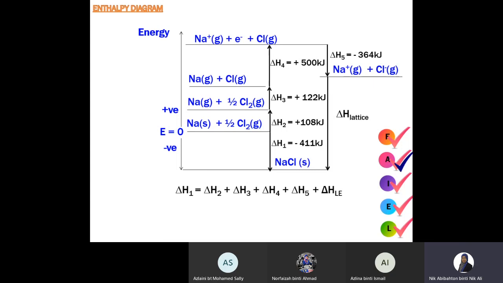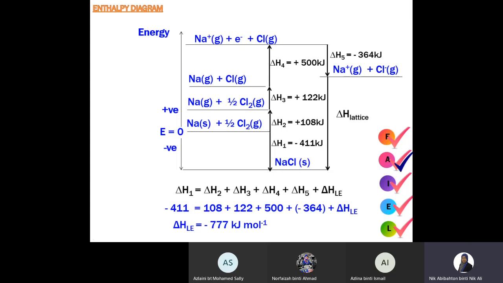Okay, we're going to apply Hess's law also. So by using Hess's law, the enthalpy of the reaction is the same whether it takes place in one step or in a series of steps. Then we just substitute the values that we wrote in the enthalpy diagram just now. Then we are able to calculate the value of lattice energy. So we'll get the same answer, negative 777 kilojoule per mole. So for the final answer, make sure to include the unit kilojoule per mole.